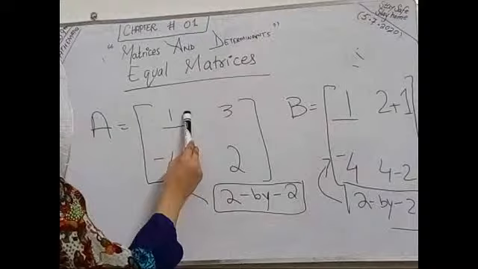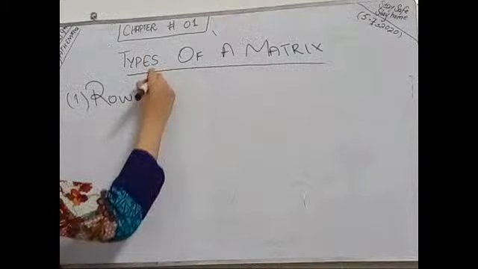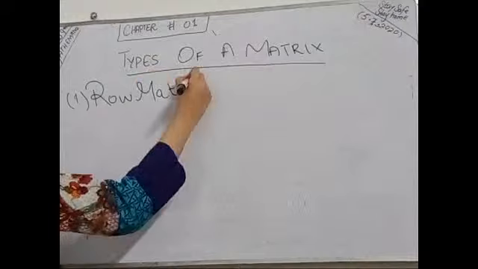The first type is row matrix. What is a row matrix? I'm going to read the definition from the book. Page number 4 of textbook. A matrix is called a row matrix if it has only one row. So, if a matrix has only one row, then it is called row matrix.